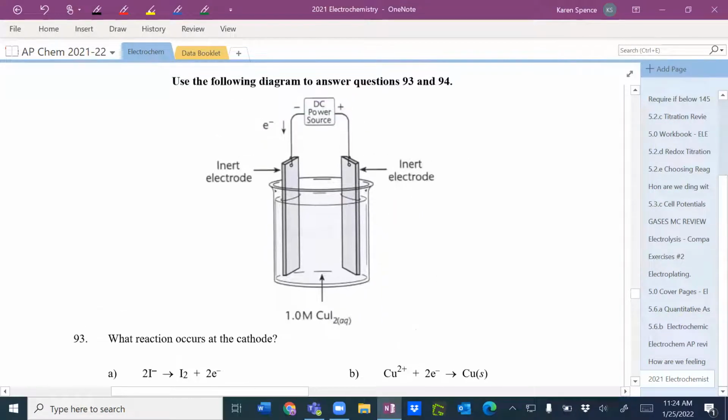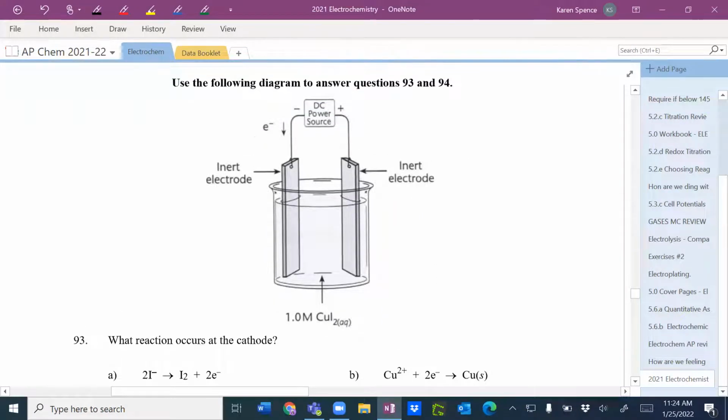93 and 94. Okay, so we have inert electrodes. We have copper 2 iodide. So we have Cu2 plus in here. And we have I minus in here. And it's aqueous, so we also have water in here. And our electrons are going this way. So this is our anode. No, what am I saying? That's our cathode. Oh, cathode. And that is our anode.